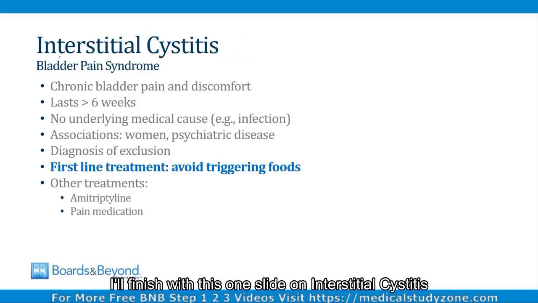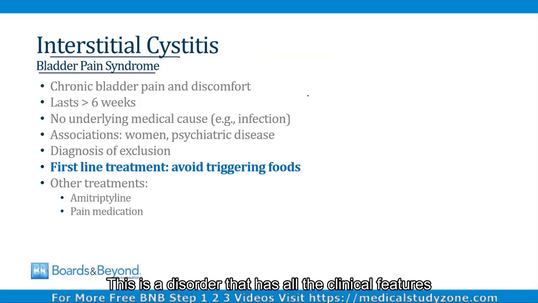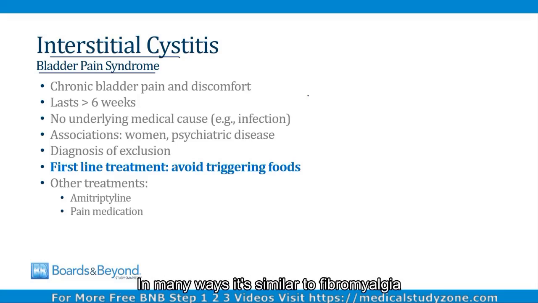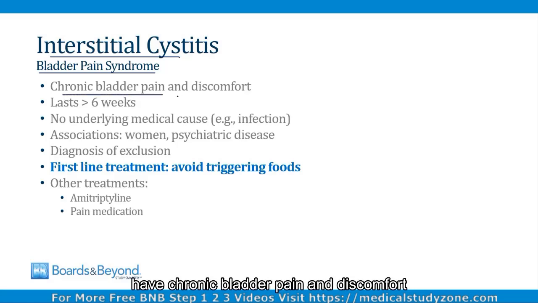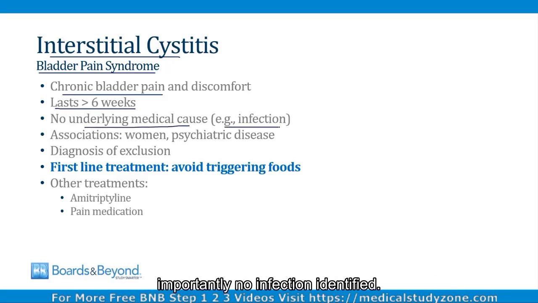I'll finish with this one slide on interstitial cystitis, also called the bladder pain syndrome. This is a disorder that has all the clinical features of cystitis, but no bacterial infection can be identified. In many ways, it's similar to fibromyalgia and irritable bowel syndrome in that patients have many symptoms, but we don't understand the cause and can't identify a cause. Patients with interstitial cystitis have chronic bladder pain and discomfort, and it must last more than 6 weeks, and there must be no underlying medical cause identified, importantly, no infection identified.